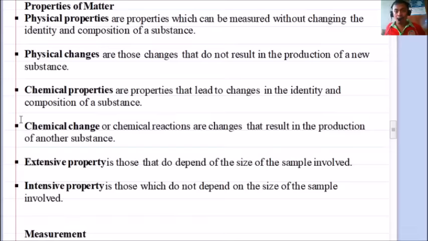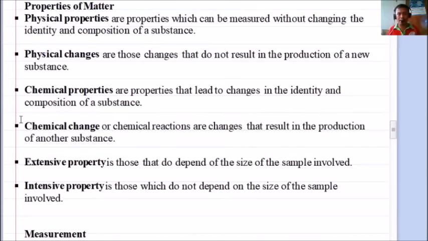Pag formation of gas, nakakabuo po ng mga gas and ng precipitate. Usually galing yan sa mga smoke or sa mga ulap. So, yan po yung mga iba't ibang properties na pwede nating ma-check sa isang matter.